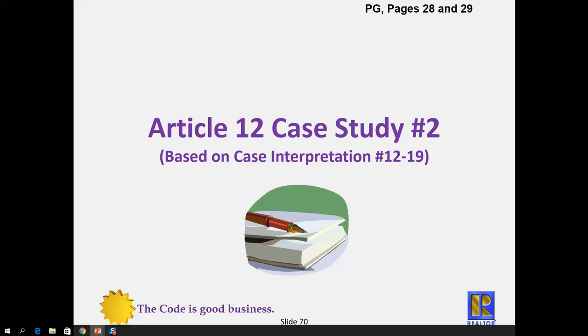Article 12 case study number 2. Please read through this case study on pages 28 and 29. Break up into your groups of 5 or 6 people and discuss the questions on page 29. Please pause this video and resume when you've completed the answers. This should take no more than 8 minutes. We'll discuss the answers on your return.